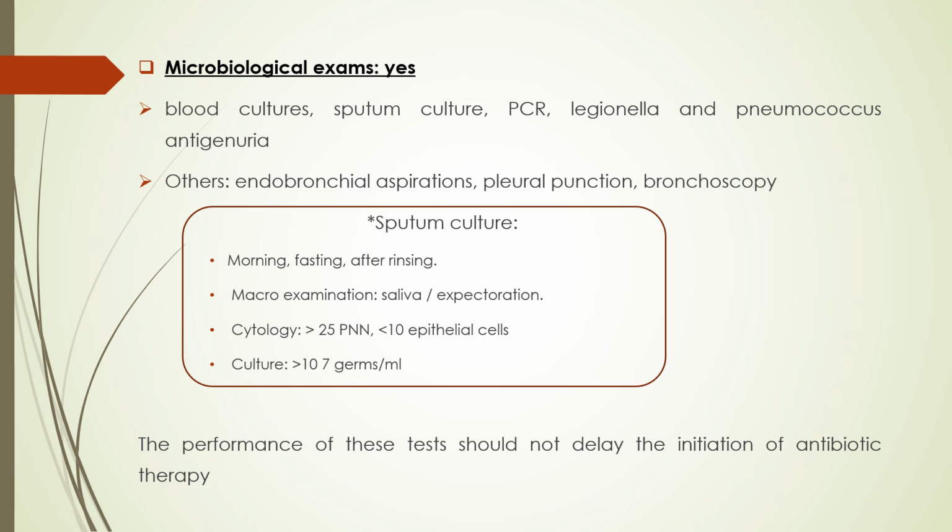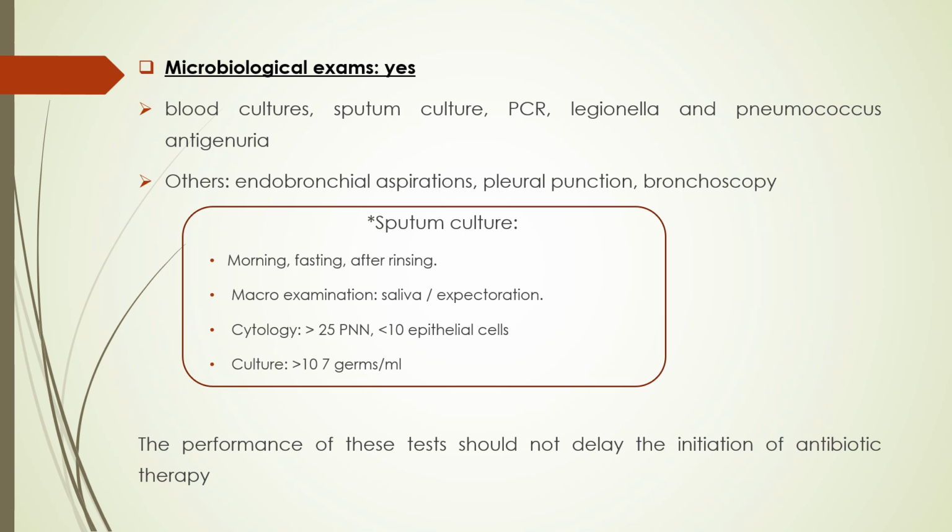So how do we do the sputum culture? In the morning, while fasting, after rinsing the mouth, the patient has to do an expectoration and not saliva, and we put it in a sterile bottle. Then we have some criteria of a good expectoration. We have to have more than 25 neutrophils and less than 10 epithelial cells. And the culture will be taken into account if we have more than 10 million germs per milliliter.